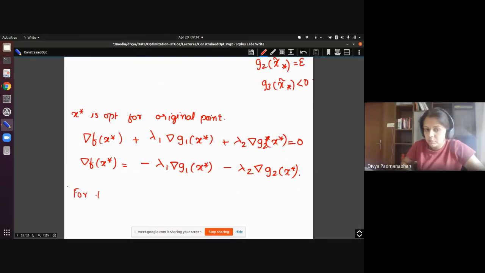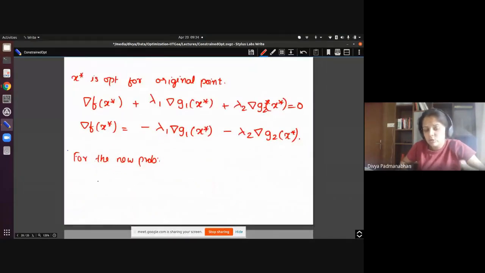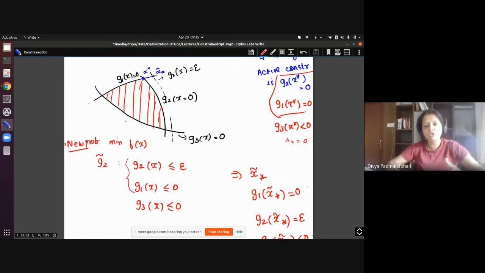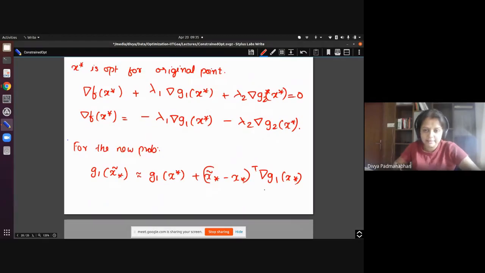Now for the new problem, let's try to see what we know. In terms of g1, I'll write g1(x tilde star) using the Taylor series around x star. The idea is you change this constraint by a very small epsilon so that the Taylor series approximation is still valid. So g1(x tilde star) by the Taylor series approximation is approximately g1(x star) plus (x tilde star minus x star) transpose gradient g1(x star). This is the first order Taylor series approximation.